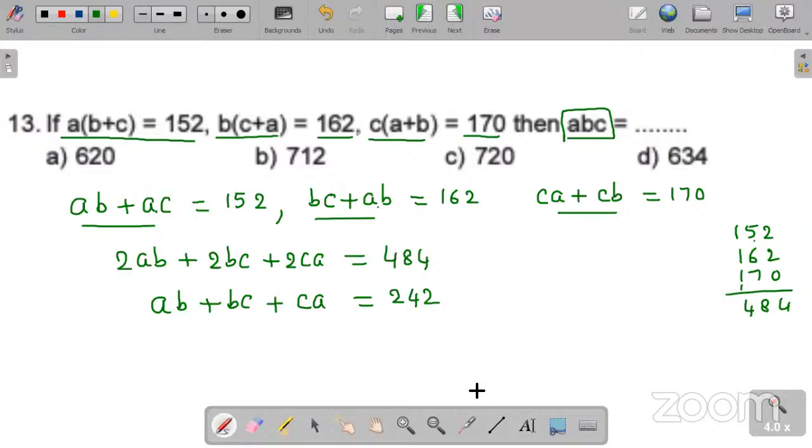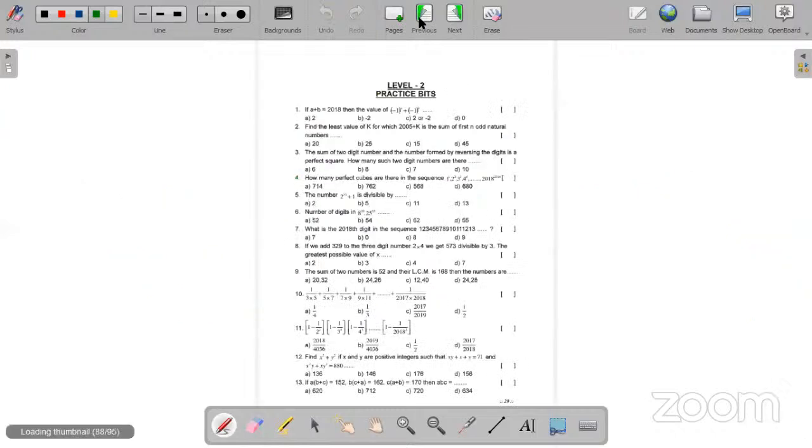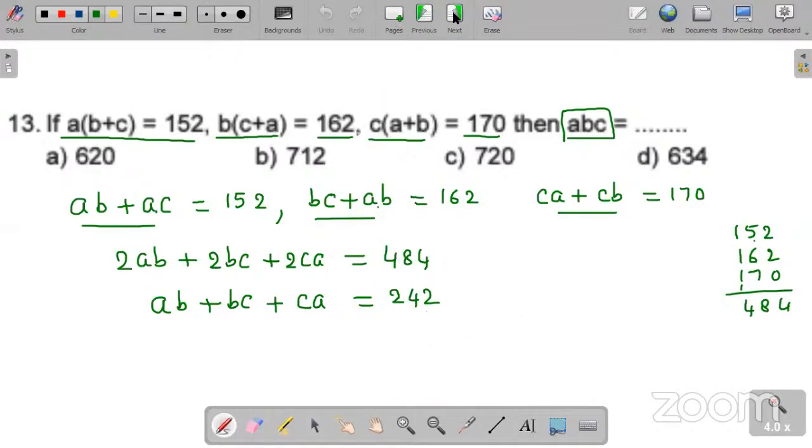Then ABC we need to find out. One minute, right? Okay, there is some data missing. I will discuss it tomorrow.